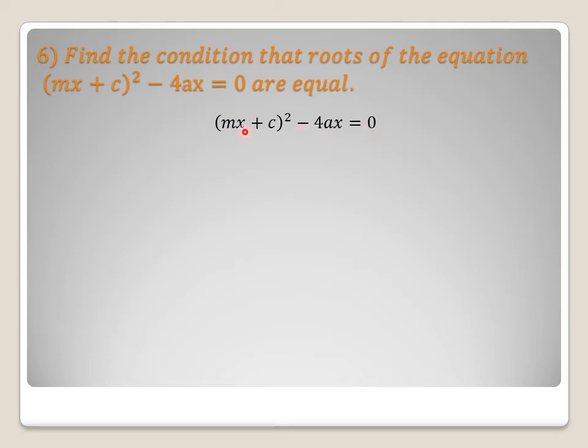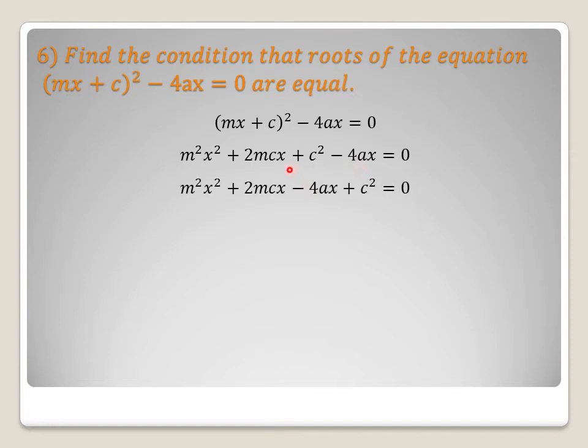First of all, we will open the brackets and apply the formula (a + b)², where a is mx and b is c. So a² is m²x², b² is c², and 2ab is 2mcx. Minus 4ax will remain the same, equals to 0. First of all, we have to arrange it. There is no other x², but 2mcx and 4ax have the same variable, which is x. So I'll arrange it: minus 4ax will come with 2mcx, and plus c² will go to the end of the equation.